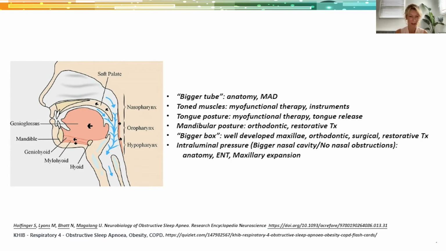But how can we make that happen? Well, it is anatomy. It's how the patient is born and developed. Also, the appliances that we make can make that tube a little bit bigger because they bring the mandible forward. With the mandible goes the tongue, so it opens more space behind the tongue. In terms of muscles, as we said, that airway is surrounded by muscles. So if those muscles are more toned, the chances are it can help maintain that patency during sleep.